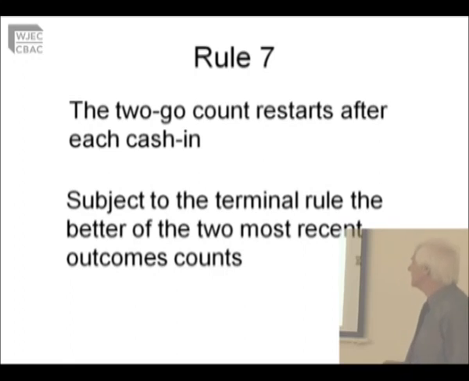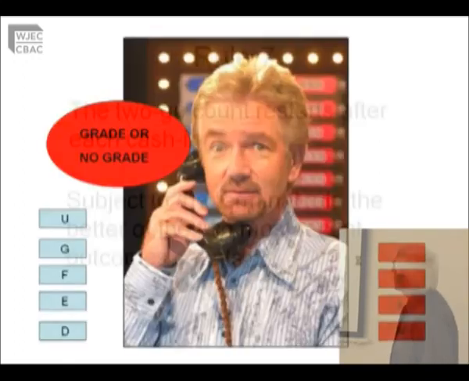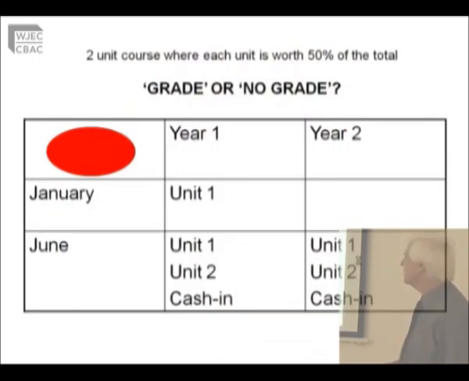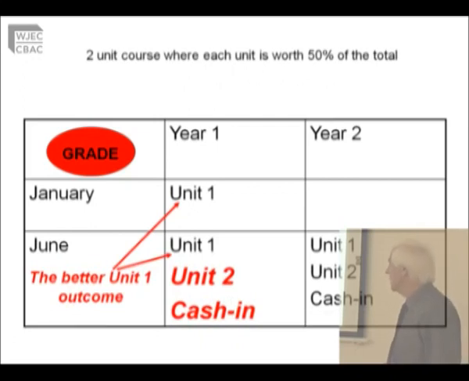Grade or no grade? Each unit here is worth 50%. Candidate does Unit 1 in January of the first year, then he does Unit 2 and Unit 1 again and asks for a cash-in. And then in year 2, he repeats Unit 1 and Unit 2 in June and asks for a cash-in. Grade or no grade? Grade. That's no problem in year 1. He's done the 2 units, he's done everything at the end, so he's satisfied the terminal rule, and he will pick up a cash-in based on Unit 2 that he does in June, plus the best of the 2 Unit 1 results.